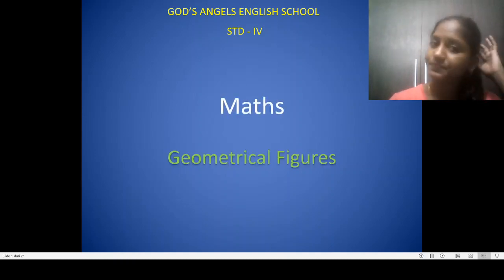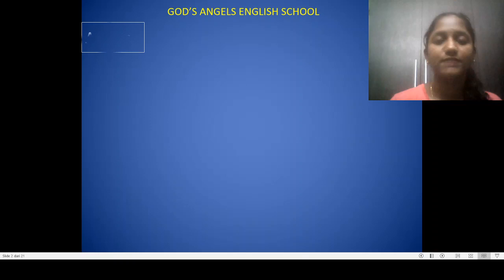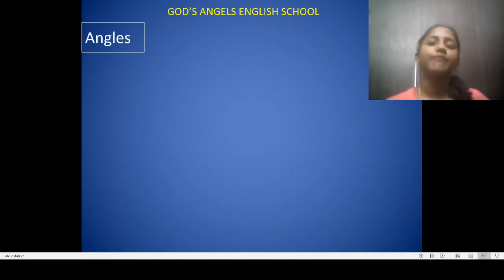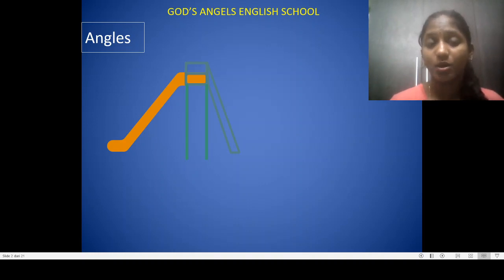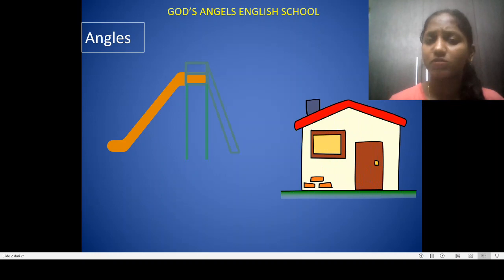The first one we are going to learn is angles. What do you mean by angles and where do you find these angles? Have you seen this image anywhere? Yes, you have seen this image in a garden. This is the slide where you play a lot, and this is your house. So how can we get the angle from this?